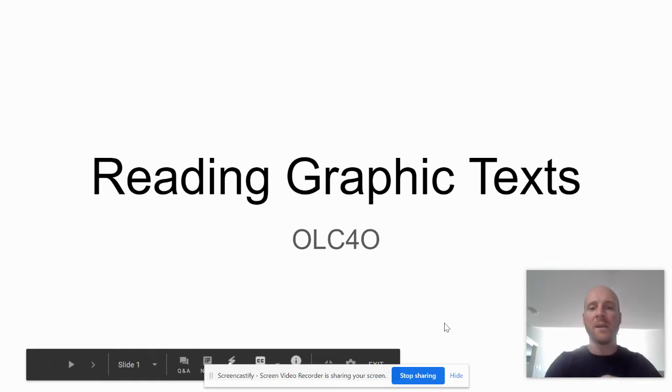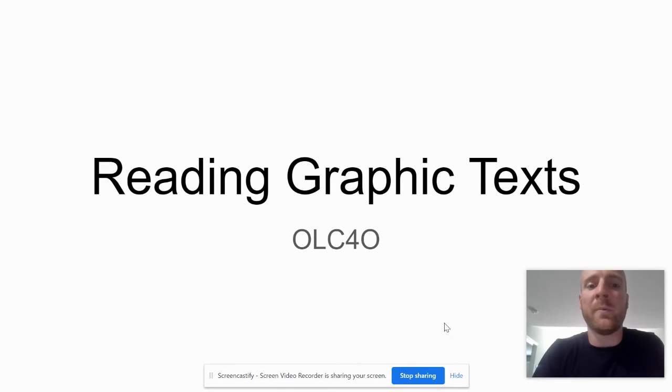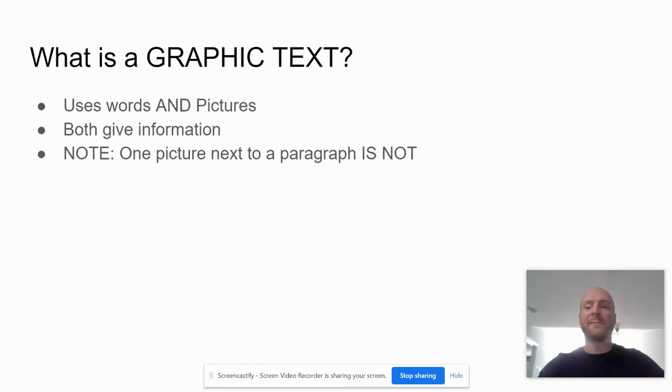Everyone. So today, as it says, is all about reading graphic texts. So what is a graphic text? A graphic text uses words and pictures. So think like a graph. A graph in math shows information through bars or a pie. It's a picture. So both the words and the pictures are giving information.